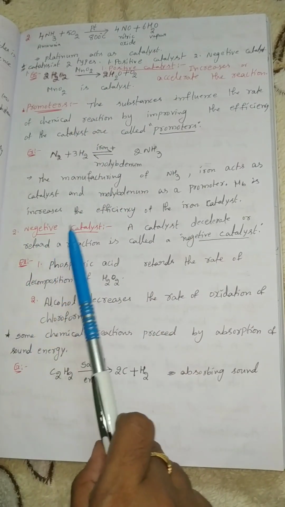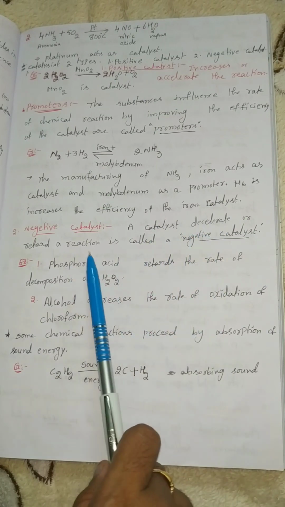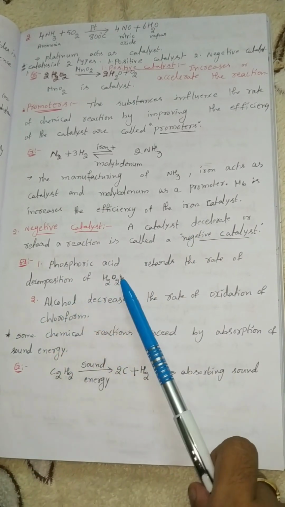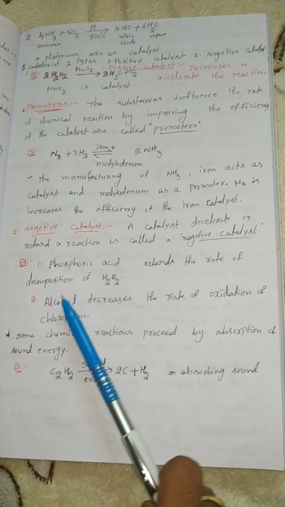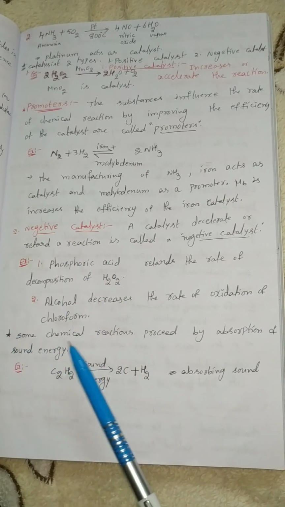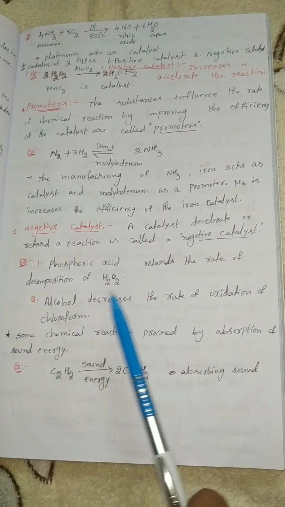Next one, negative catalyst. A catalyst that decreases the reaction rate is called a negative catalyst. For example, phosphoric acid retards the rate of decomposition of H2O2, hydrogen peroxide. Second one, alcohol decreases the rate of oxidation of chloroform.